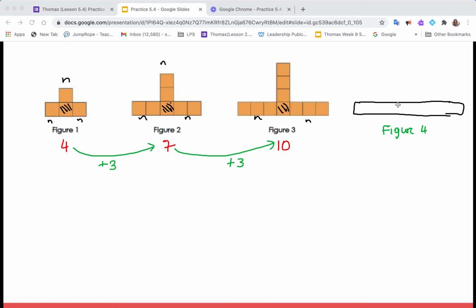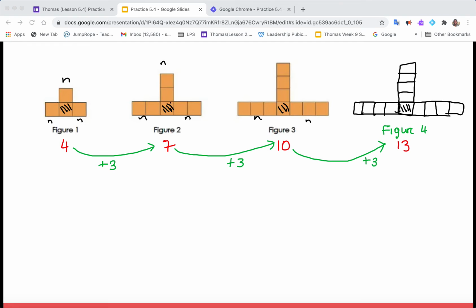So figure 4 would have 9 on the bottom, so 1 in the middle and 4 on either side, and I'll do 4 on top. So this would have 13 squares, and if we're looking at the pattern from 10 to 13, that's also a plus 3.